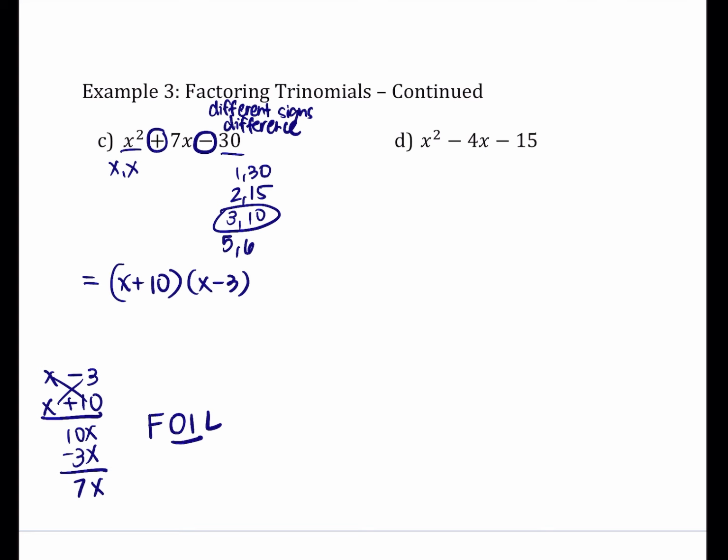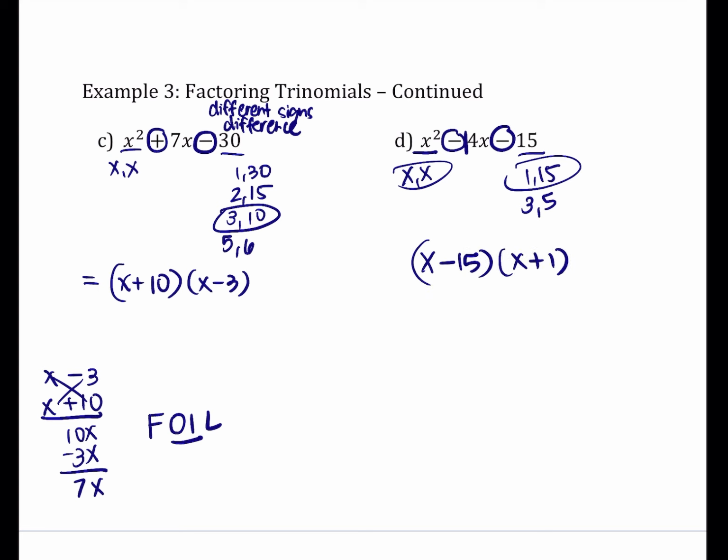Looking at letter D over here, same thing, different signs. I'm looking for a difference. Now the bigger one is going to be negative. Find factors of each. 1, 15, 3, 5. Okay, which one of these will give me a difference of, actually, I believe this is supposed to be 14. I'm sorry. Okay, so it would actually be 1 and 15. X and X, so that's going to be x minus 15 times x plus 1.